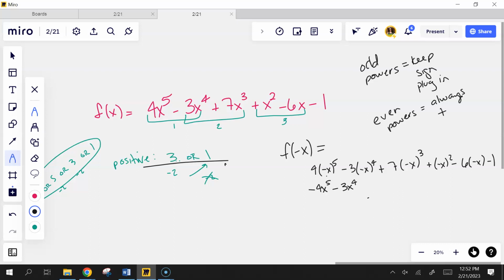It was already minus though. It only makes this part positive, right? Now, this is going to be negative, so minus 7x cubed plus x squared. This is a negative and a negative, which would be plus 6x minus.